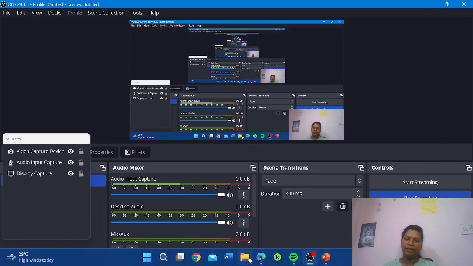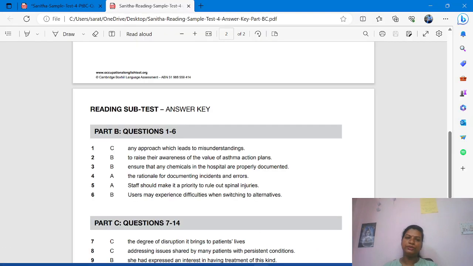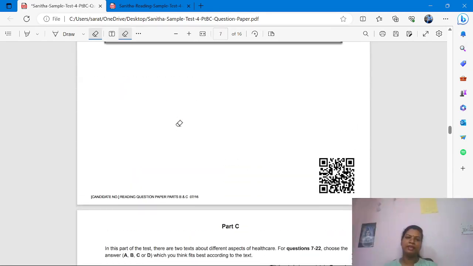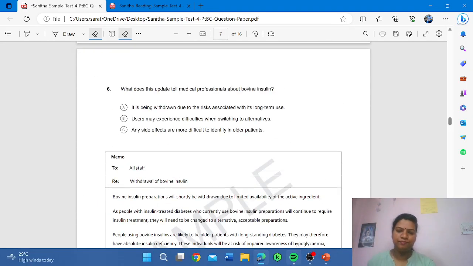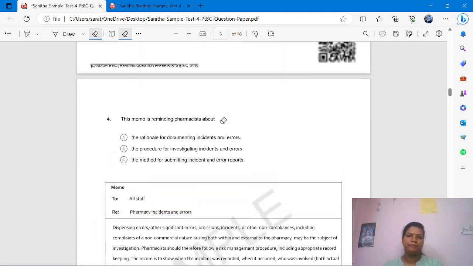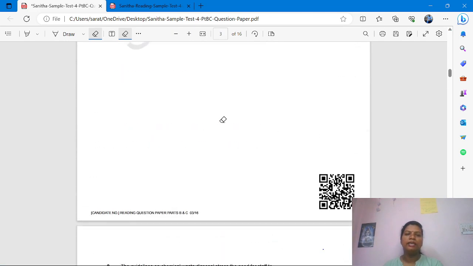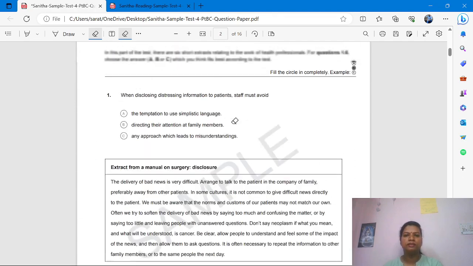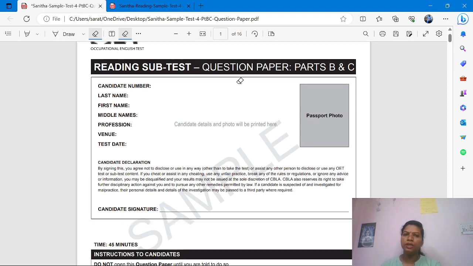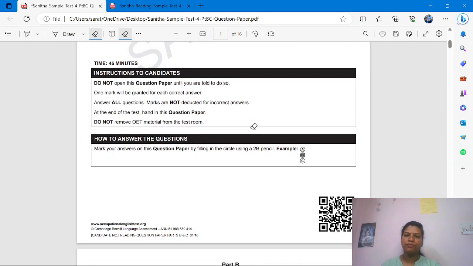Now we are going to do the OET reading Part B session. Here the question booklet looks like this. You will get the booklet, the reading subtest question paper Parts B and C. You will get Parts B and C together. You have 45 minutes. This is the question instruction.